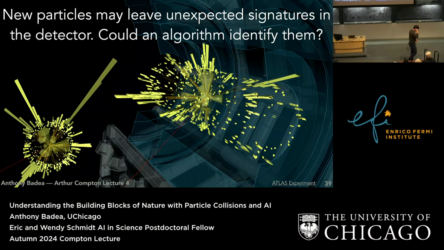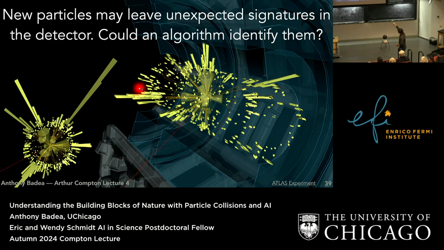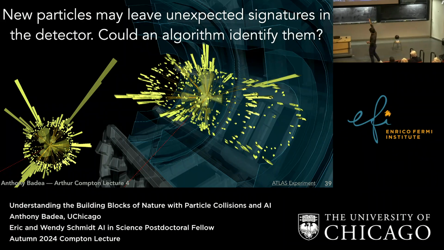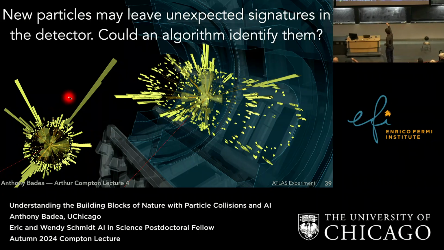The third thing is maybe you're looking for new types of physics, and it leaves unexpected crazy signatures in the detector. So this is an example of an event that I looked a lot at as a grad student. And this is not two nuclei colliding. This is two protons colliding. And you get tons and tons of jets. So you have jets all over the place. I mean, you can count like 12 or something.